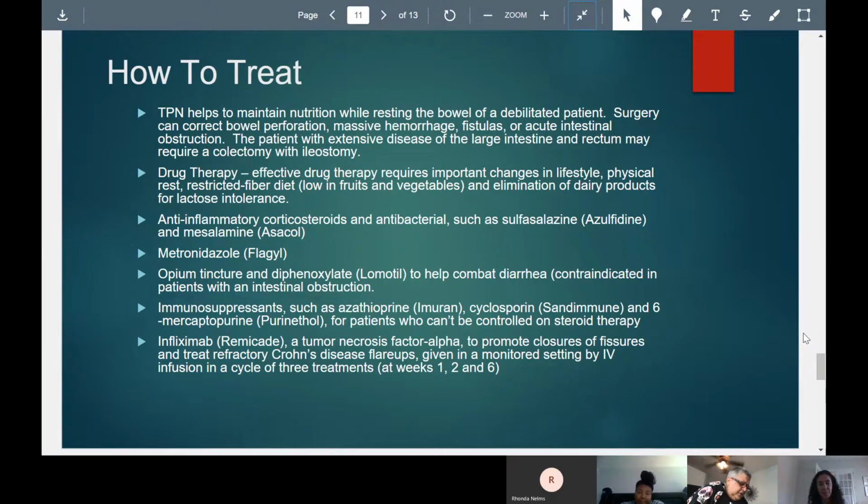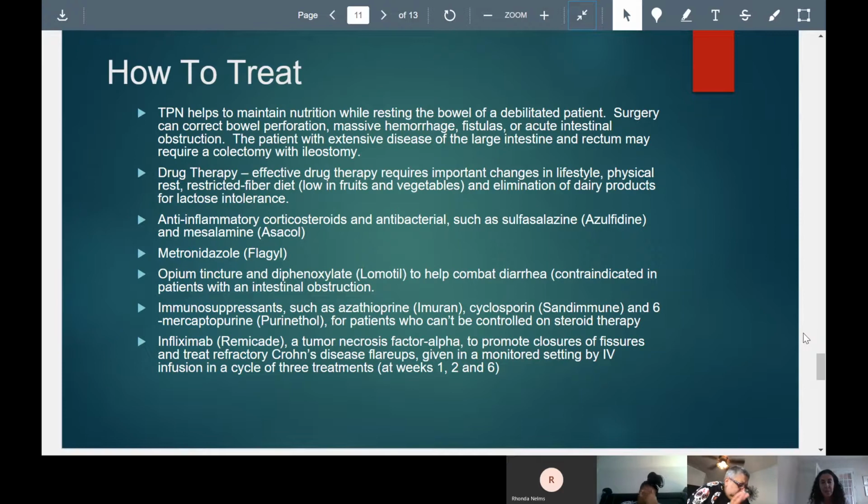And then there's the Lomotil, which helps with the diarrhea. But you can't give that medicine if a patient has an intestinal obstruction. Why would you not do that? Because you're backing up your system. It has no way to go. It stops everything. There's also a reaction with peristalsis as well.